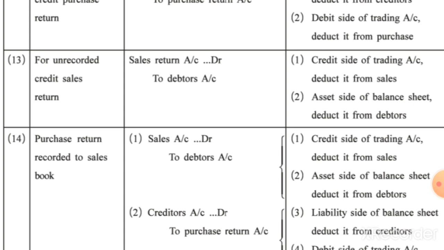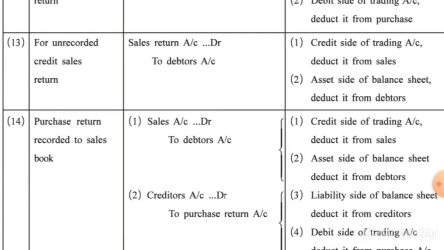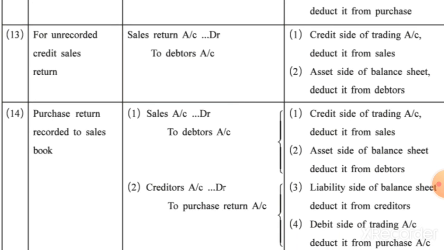And the second effect, if you are subtracting from sales, you have to subtract it from debtors also on the asset side of balance sheet. Now the correct effect is that purchase return. So creditors you have to deduct from the liability side of balance sheet, and the second effect, that is you have to deduct from the purchase on the debit side of trading account.